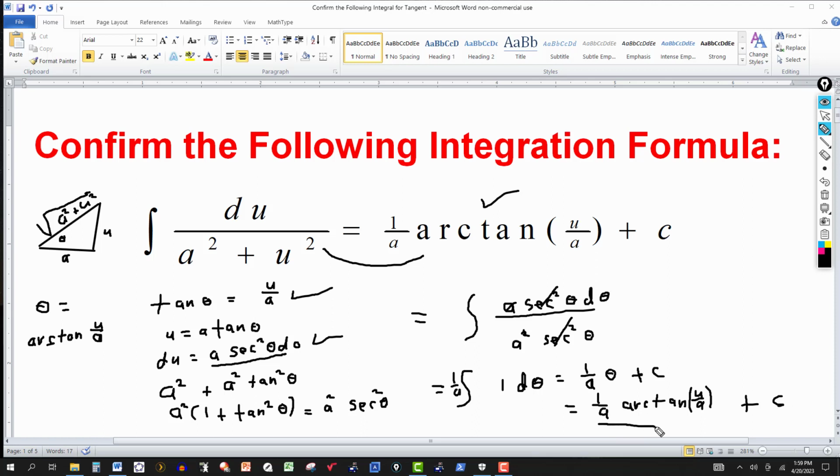And this is the confirmation, or actually deriving this particular formula that leads to the integral being 1 over a arctan of u over a plus the constant of integration.